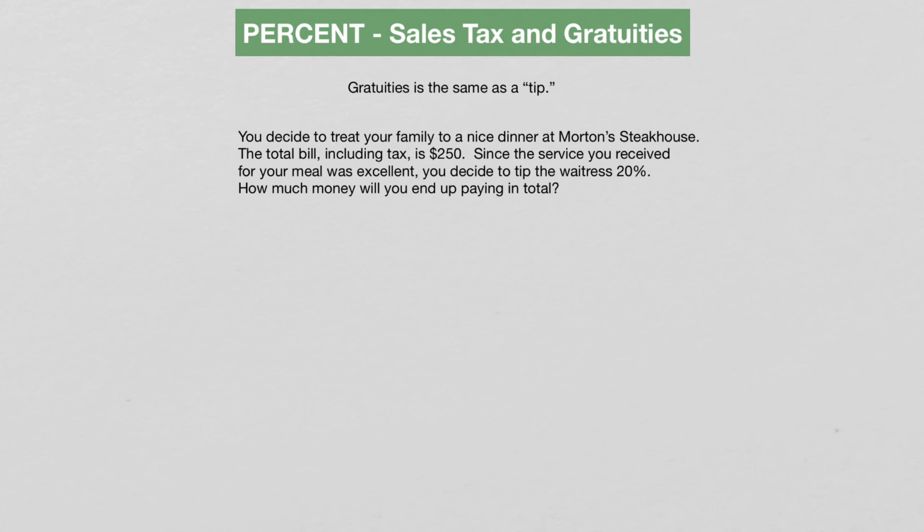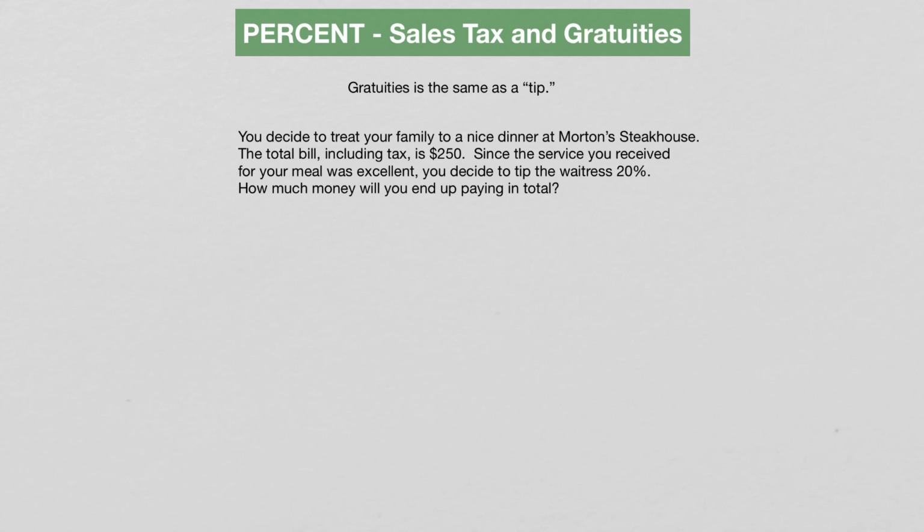So you're feeling incredibly generous because you came about a significant amount of money and you decide to treat your family to a nice dinner at a very nice steakhouse called Morton's. After the meal, you get a bill, including tax, that comes out to a total of $250. Because the service you received from the waitress was excellent, you decide to be generous and tip her 20%. How much money will you end up paying in total for the evening?